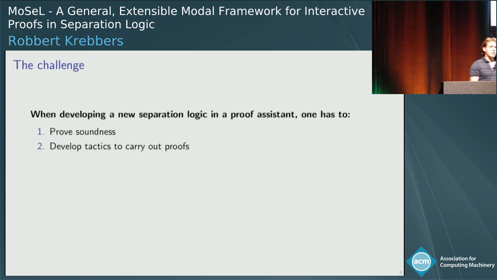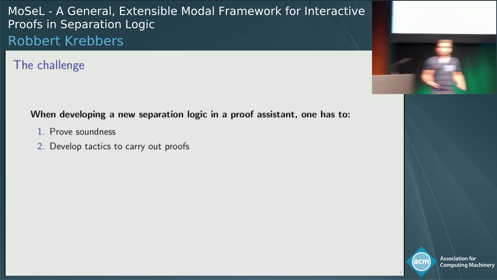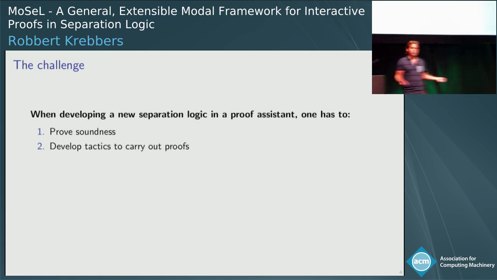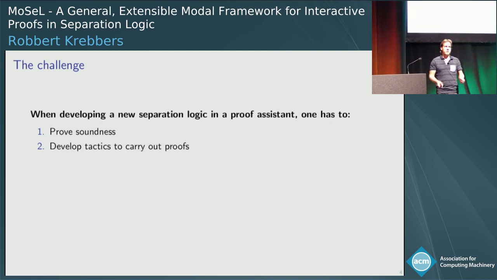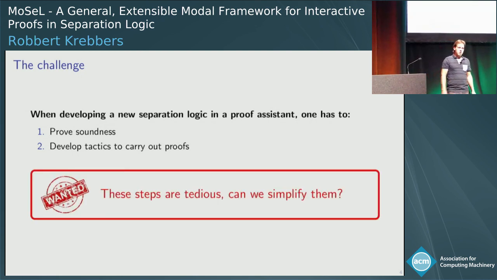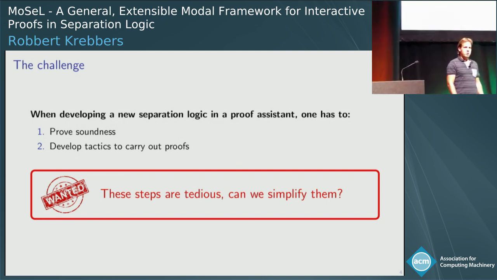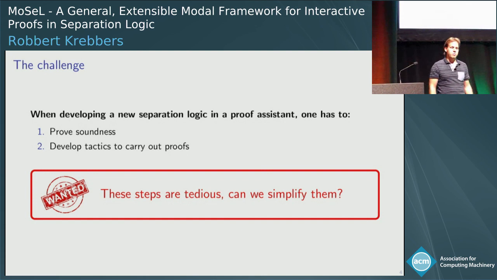So let's take a look at what we usually have to do whenever we make our new separation logic and we want to somehow use it in a proof assistant. First of all, we have to prove that the logic is sound. Because, well, if the logic is not sound, what's the point of it? Second of all, we typically want to use the logic to carry out some proofs about programs. For that, you typically want to develop some kind of tactics to carry out these proofs. And the issue here is that both of these steps are quite tedious. So a thing that we have been wondering about for the last couple of years is, can we somehow simplify these steps?